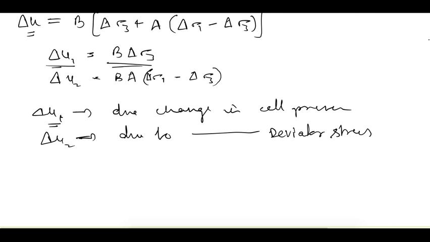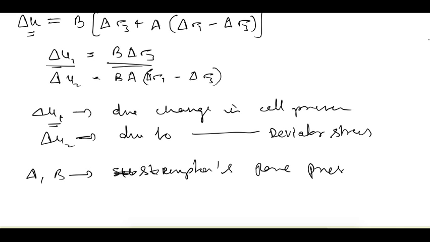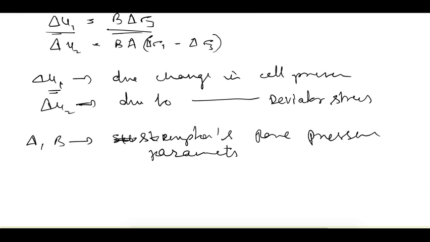So if we know the values of these parameters A and B, these are known as Skempton's pore pressure parameters, then our problem is solved. So these parameters can be obtained using the triaxial test.